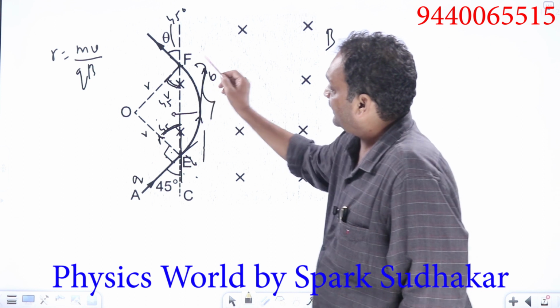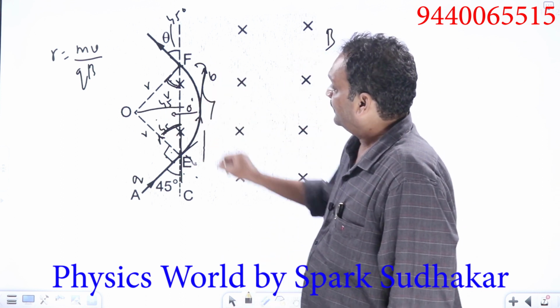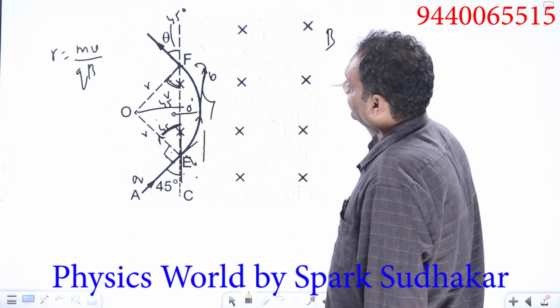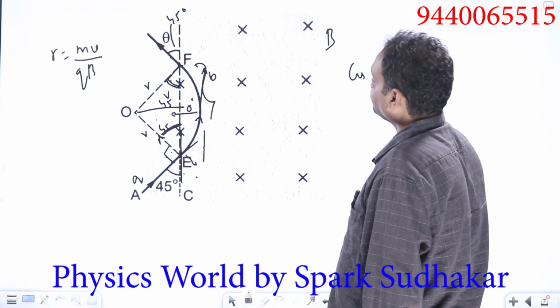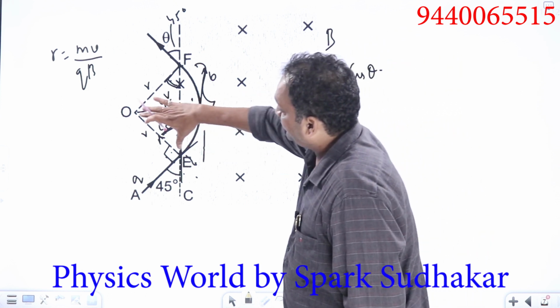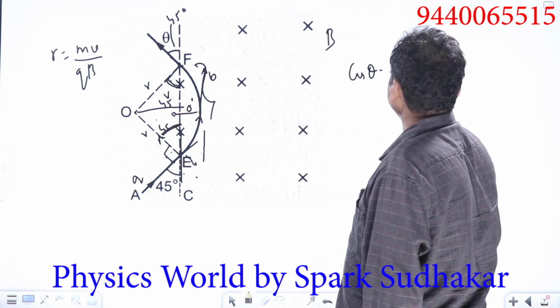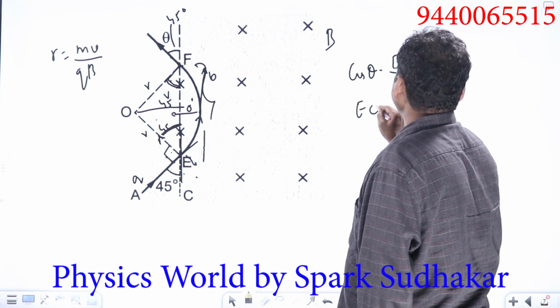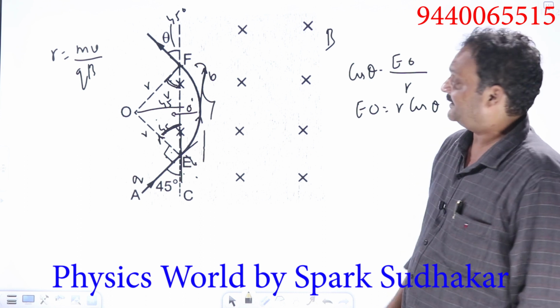Now, here what do we do? Call this point O dash. This is 45 degrees. Now, EO equals how much? I'll take cos theta. Cos theta is equal to the adjacent side by the hypotenuse. The adjacent side is EO, and the hypotenuse is R. So EO equals R cos theta.